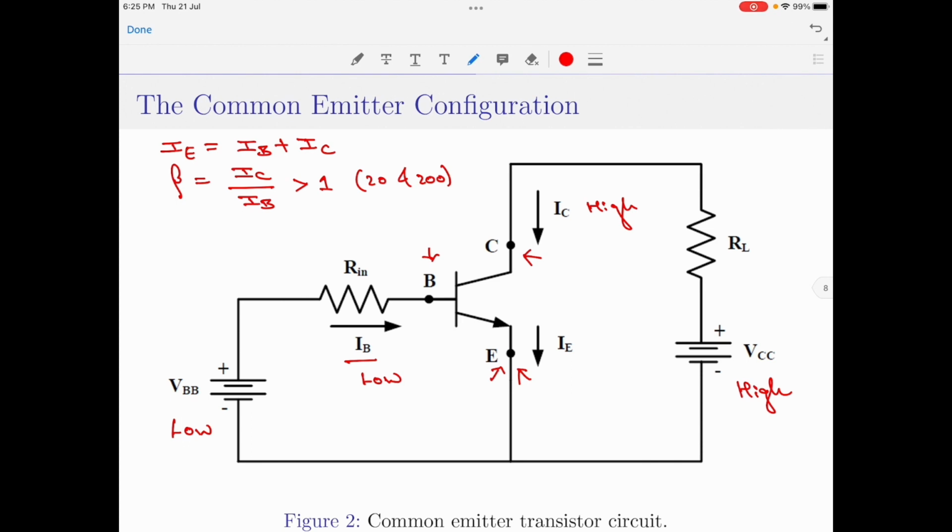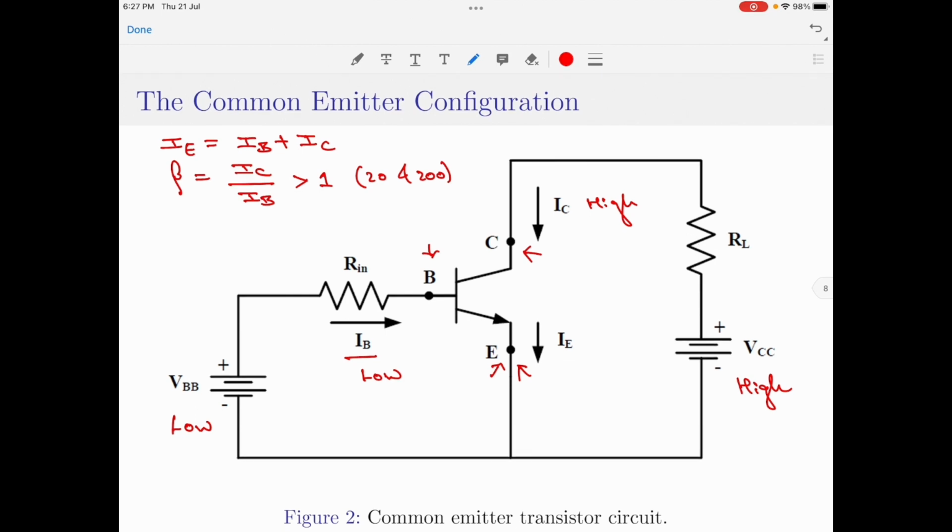So, we have now found that the common base configuration as well as the common emitter configuration both have a current gain parameter. The common base configuration current gain is less than 1, whereas the common emitter configuration current gain is greater than 1. So, we need to now understand, is there any relation between these parameters? Yes, there exists a relation between alpha and beta. Let us look at that now.